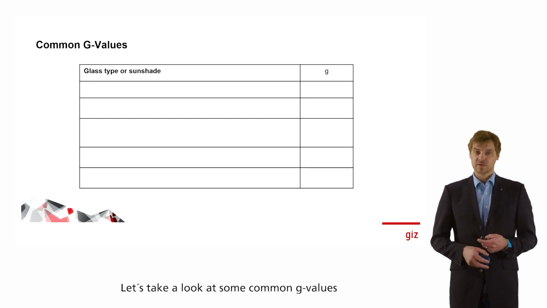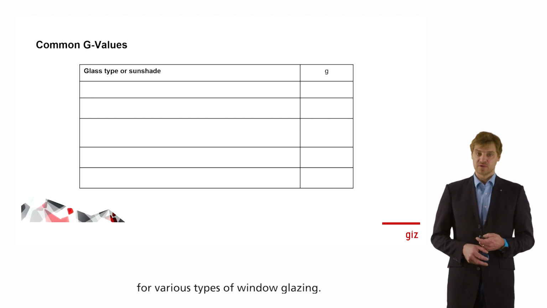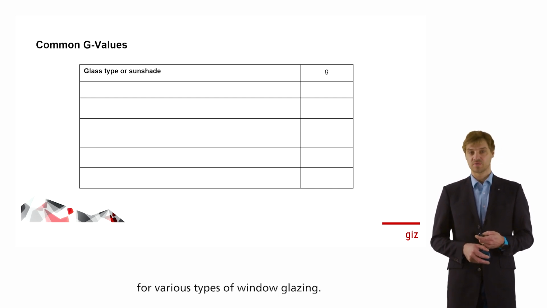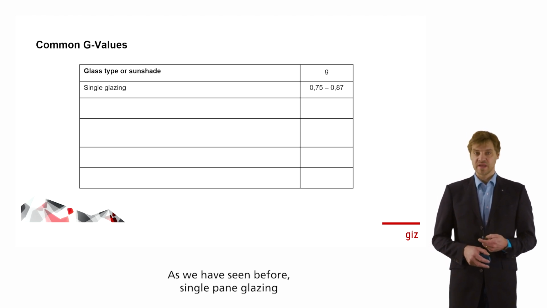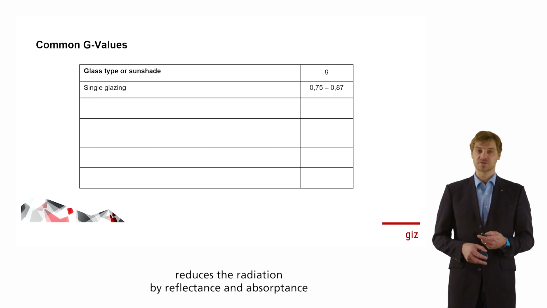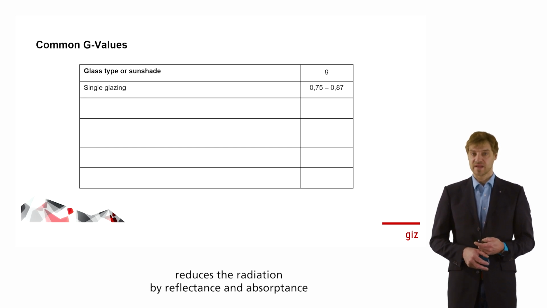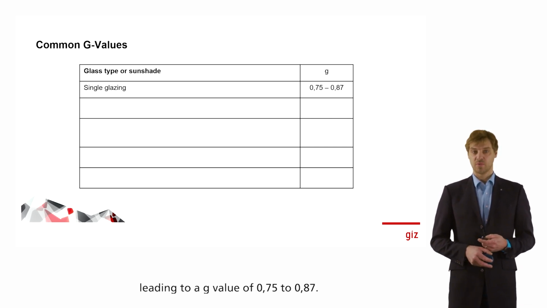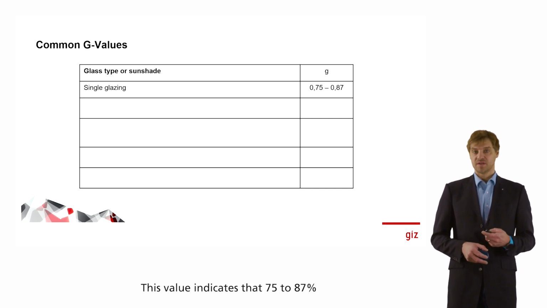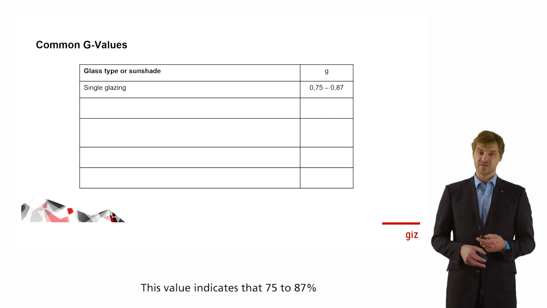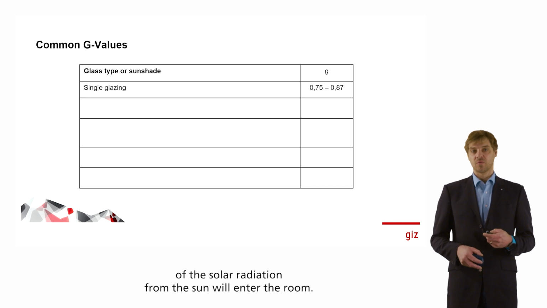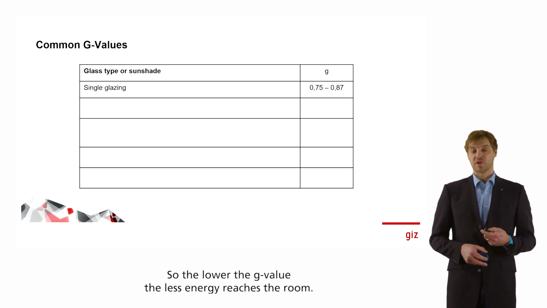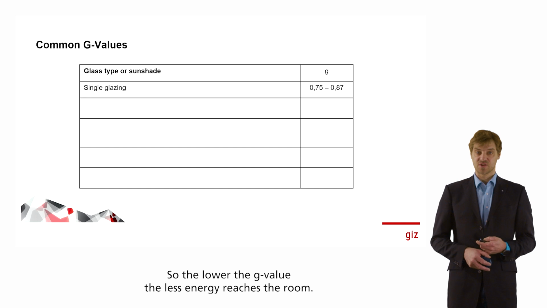Let's take a look at some common G values for various types of window glazing. As we have seen before, single pane glazing reduces the radiation by reflectance and absorption, leading to a G value of 0.75 to 0.87. This value indicates that 75 to 87% of the solar radiation from the sun will enter the room. So the lower the G value, the less energy reaches the room.